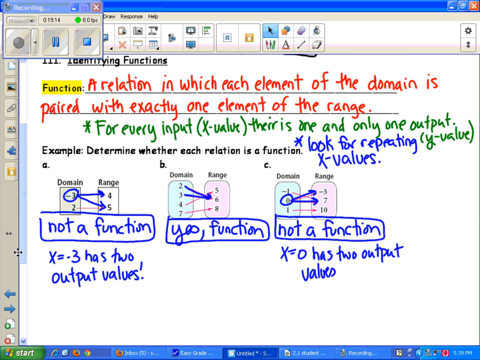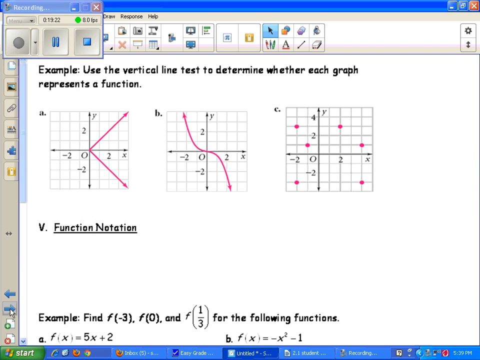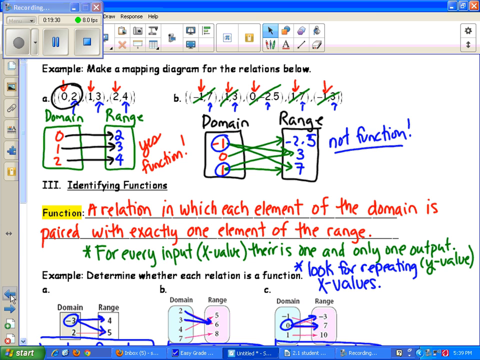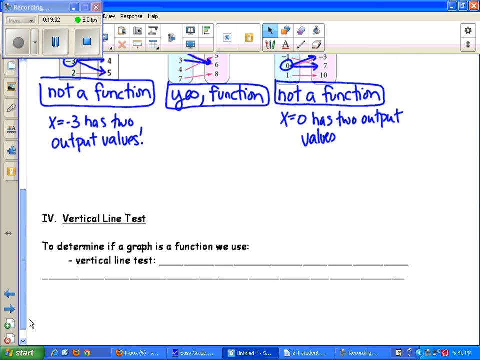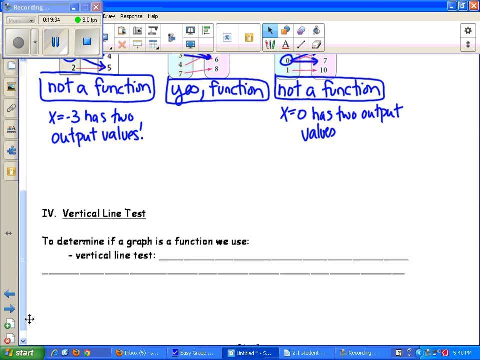So the next thing we need to do: we can tell whether or not something's a function by looking at a mapping diagram, and we can also tell by looking at the graph. How do we tell if something's a function by looking at the graph? We use what's called the vertical line test. So the vertical line test is how we determine whether a graph is a function, and what do we do for that?